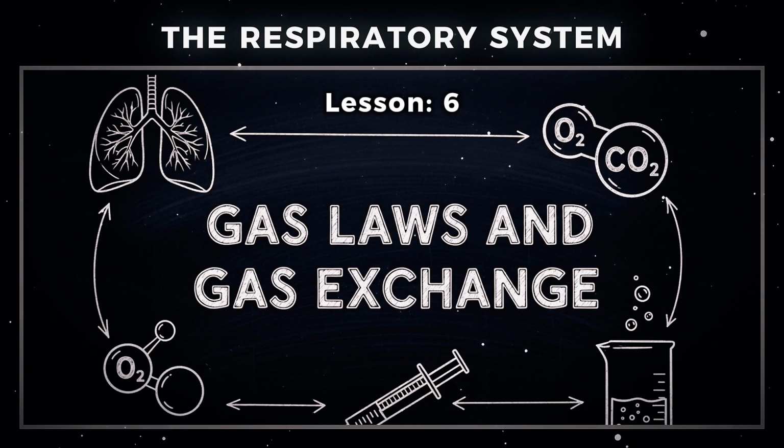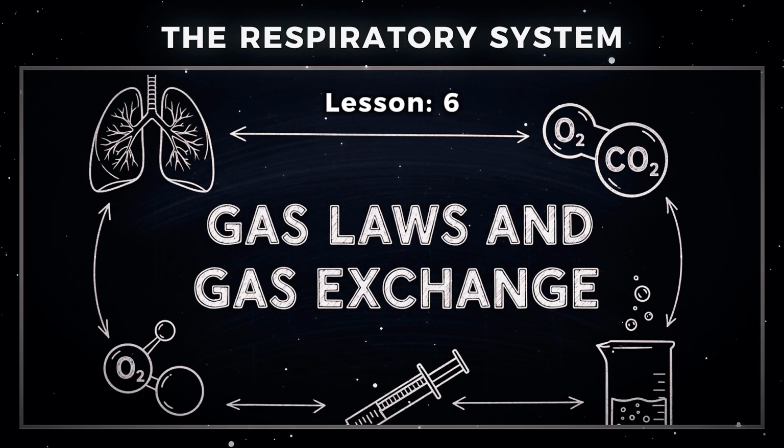To understand how gases move between the air and the blood, we have to look at the atmosphere differently. The air around you is a mixture, mostly nitrogen, a good portion of oxygen, and a tiny bit of carbon dioxide and water vapor. Dalton's law of partial pressures tells us that in a mixture of gases, the total pressure is simply the sum of the pressures exerted by each individual gas. We call the pressure of a single gas its partial pressure.